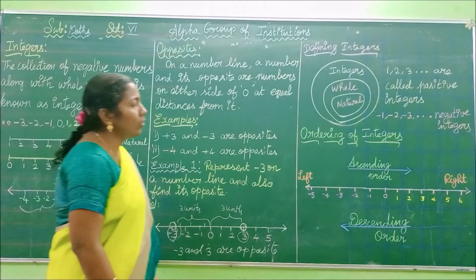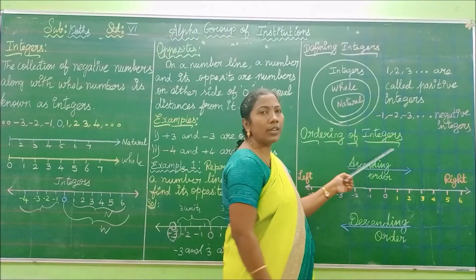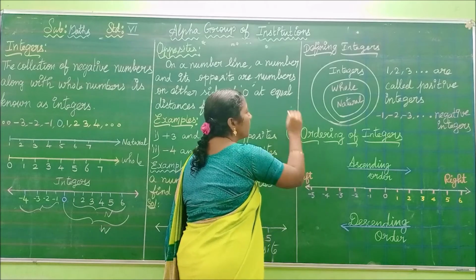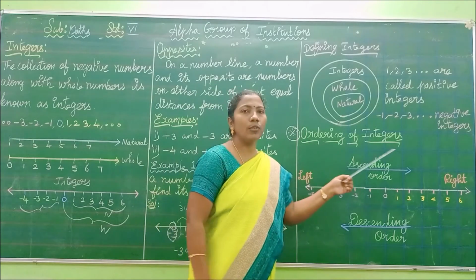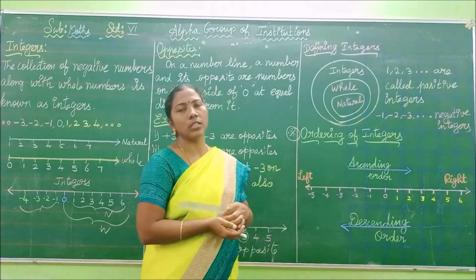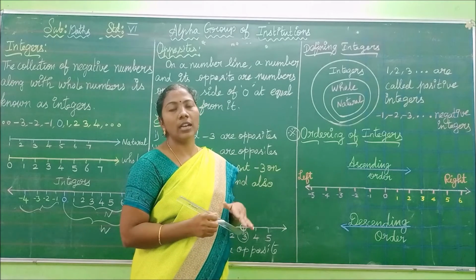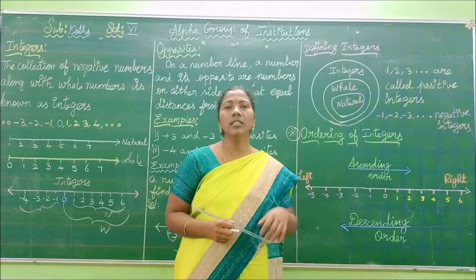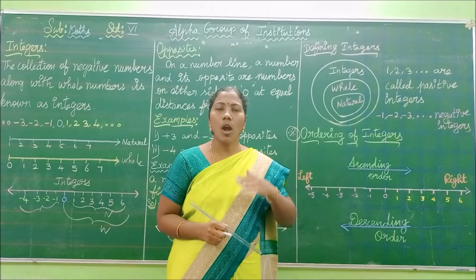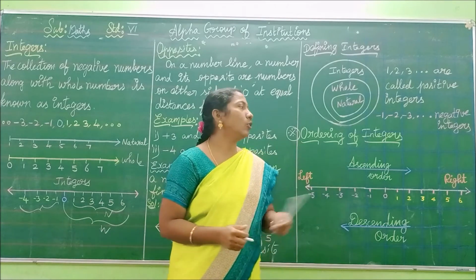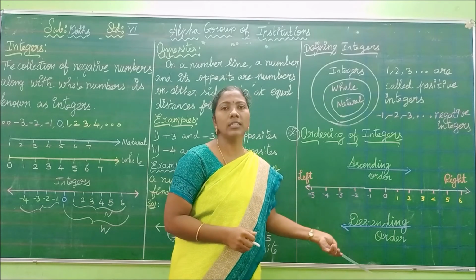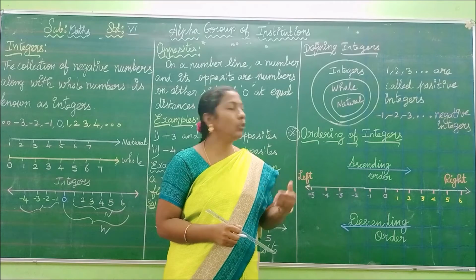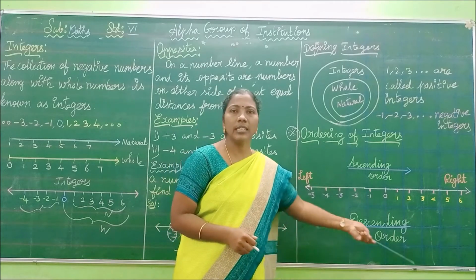Okay. Next we are going to see ordering of integers. This is a very important concept, children. Listen carefully. What is meant by ordering of integers? We already know two orders. What are they? Ascending order and descending order. What is meant by ascending order? Arranging the things or numbers from small to big is said to be ascending order. What is meant by descending order? Arranging the things or numbers from big to small is said to be descending order.